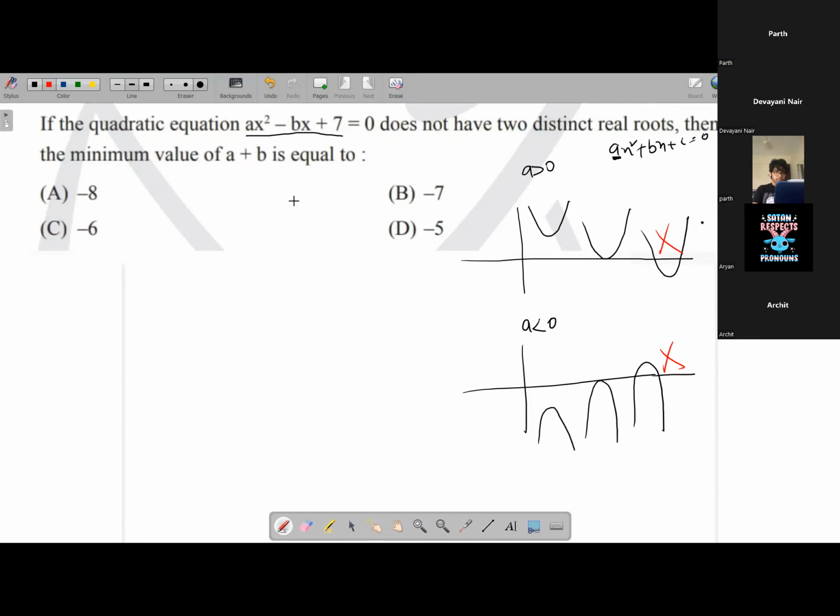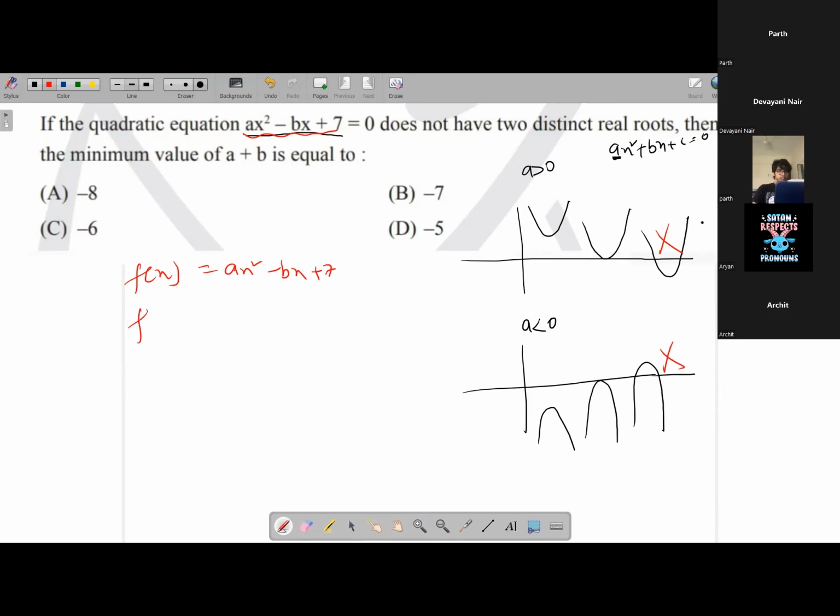Okay, fine. Then the minimum value of A plus B. How would you find that? Just do one thing. This is your quadratic equation. You have to remember the process. Suppose this is the function of x, right? So ax square minus bx plus c.